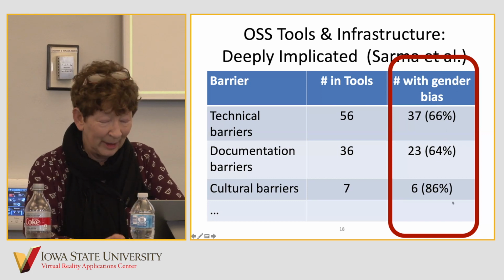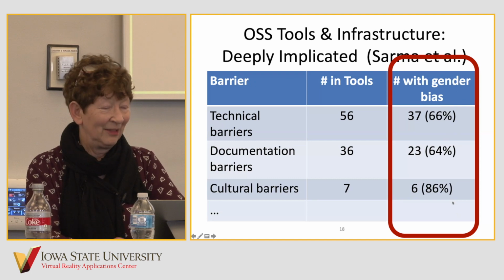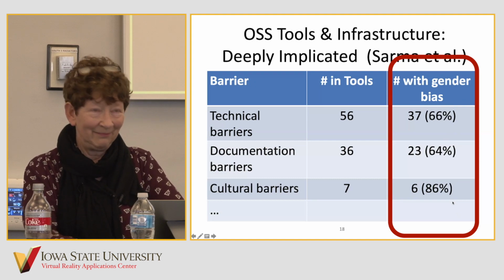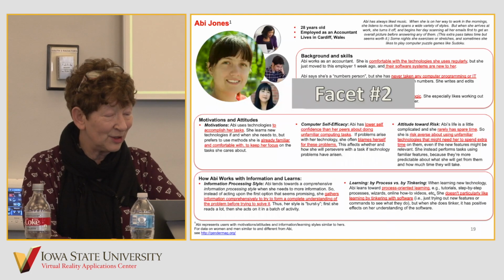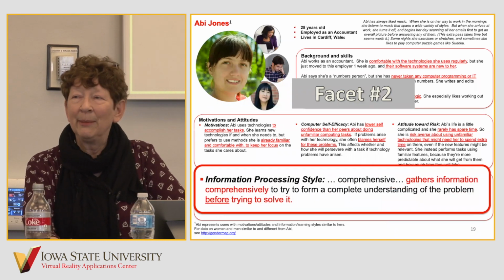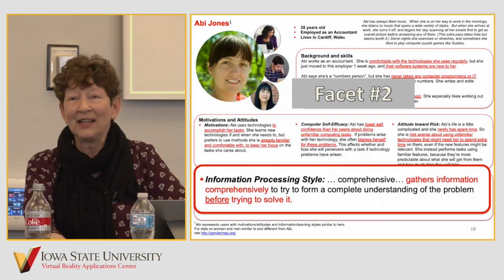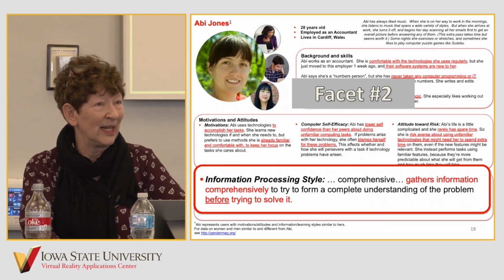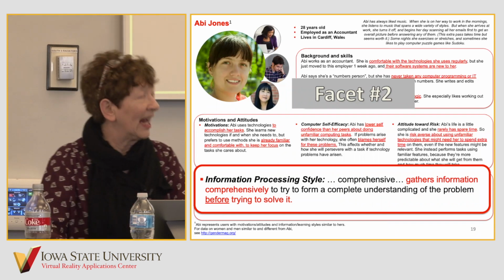So where are these coming from? Well, we need facet number 2 to understand that. So facet number 2 is information processing style. When people are trying to solve a problem, a lot of times they feel like what they need is more information. And there's more than one way of gathering this.